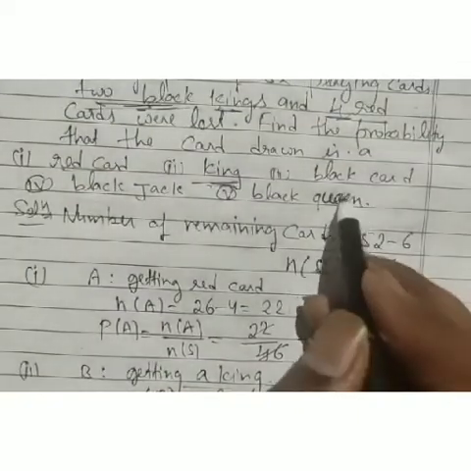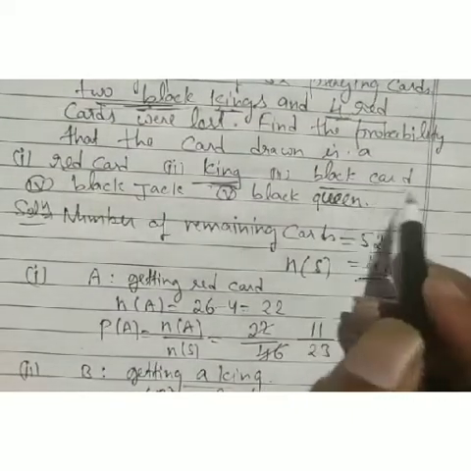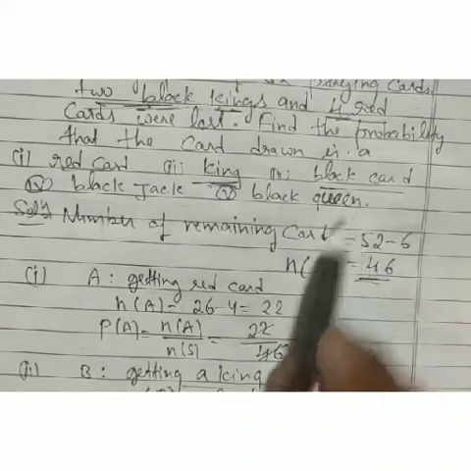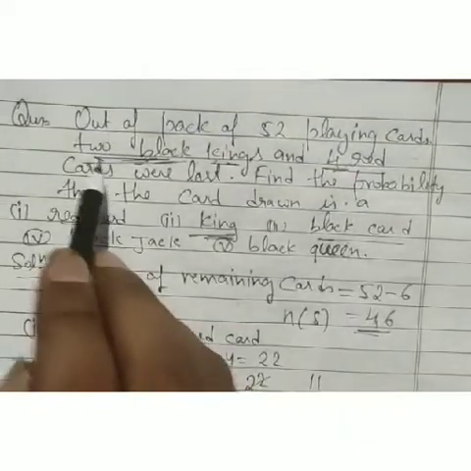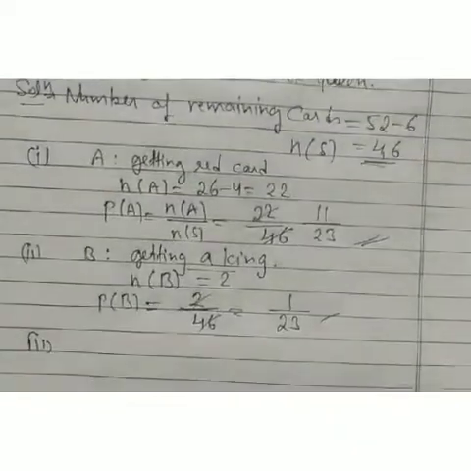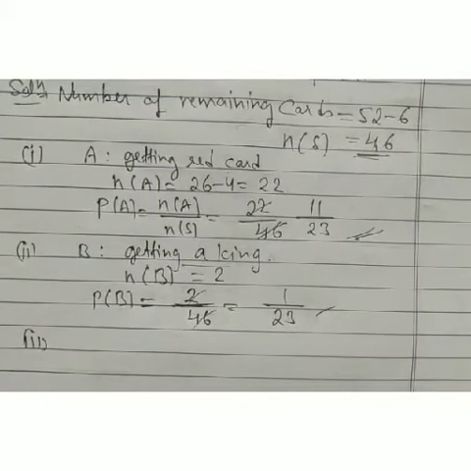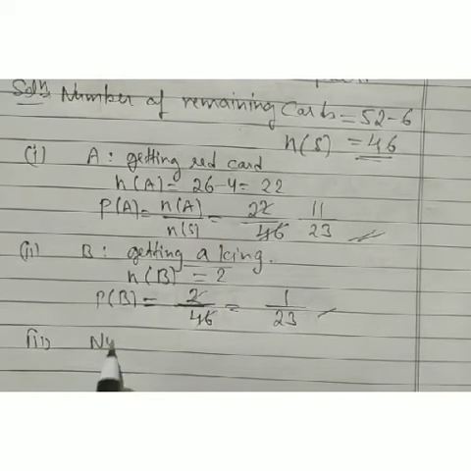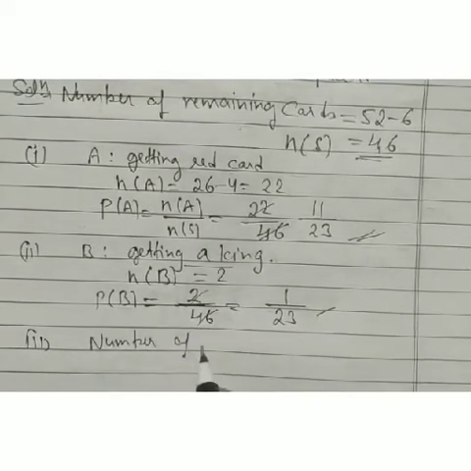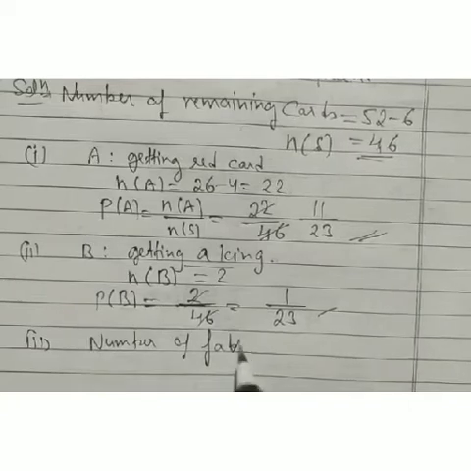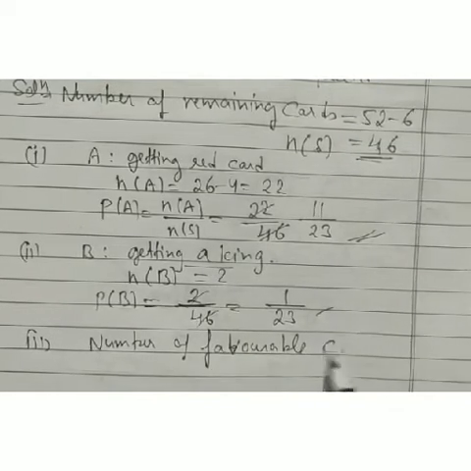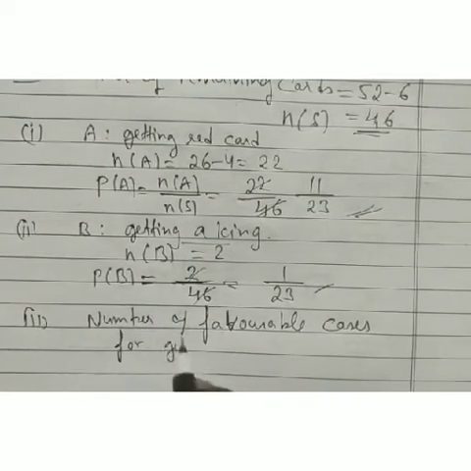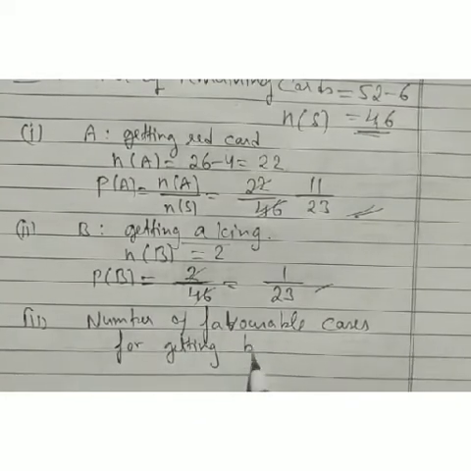Now we move to our third portion, where we have to find a black card. It is not mentioned which black card, just a black card. Here it is given that 2 black kings are missing. There are 26 black cards in total and 2 kings are missing, so we have a total of 24 black cards. Then the number of favorable cases for getting a black card is 24.